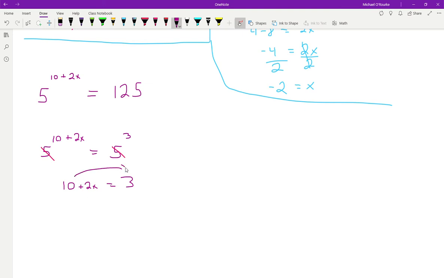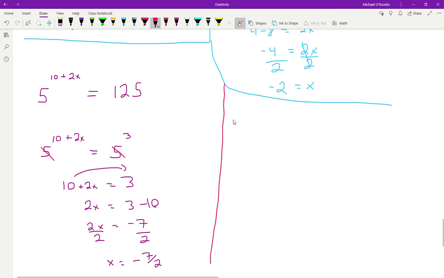So we're going to move that over. So 2x equals 3 minus 10. 2x equals negative 7. And we divide by 2, divide by 2. X equals negative 7 over 2. Okay.